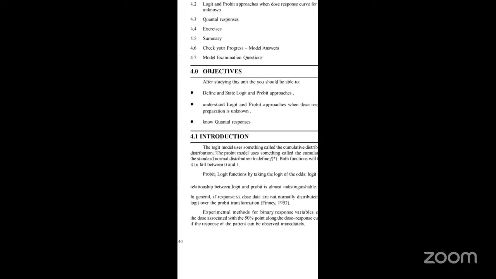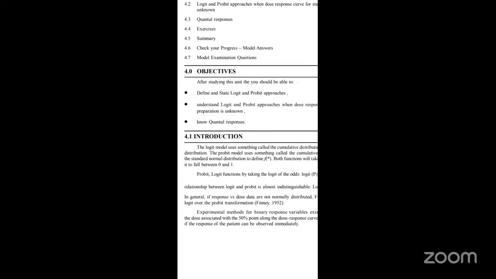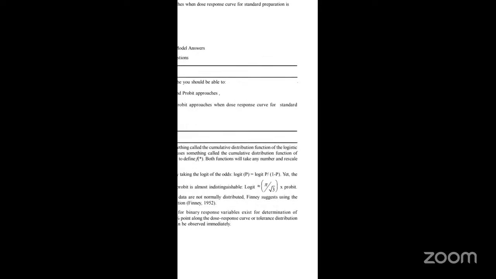Experimental methods for binary response variables exist for determination of the dose associated with the 50% point along the dose response curve, or tolerance distribution, if the response of the patient can be observed immediately.